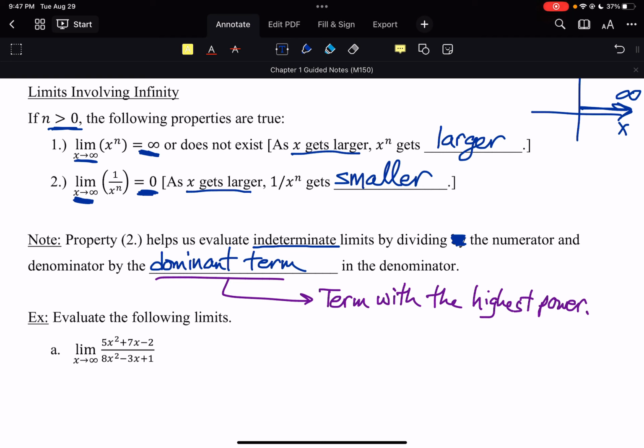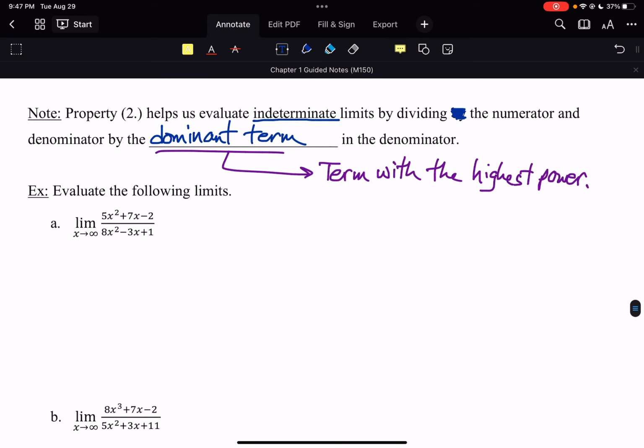We maintain that balance, maintain equality, so that we don't change the function, but we can use this to our advantage. In a case like this example, we have the limit as x approaches infinity. The numerator looks like it's growing infinitely large. The denominator is also growing infinitely large. And that's a problem. So what we can do is find the dominant term in the denominator, which is 8x squared. You can take the whole 8x squared, but really we just need the power of x to do this.